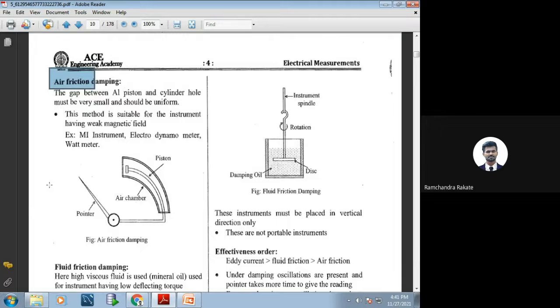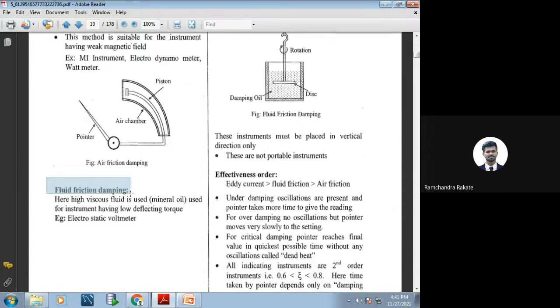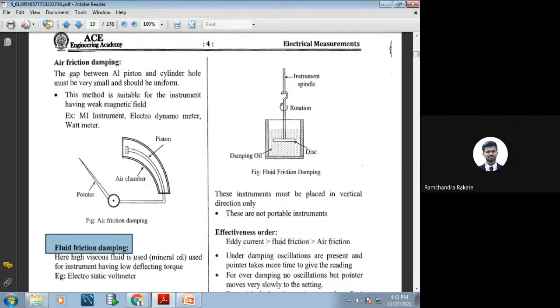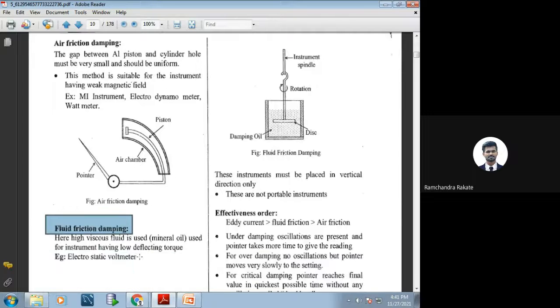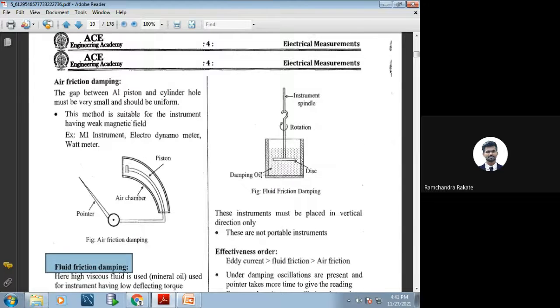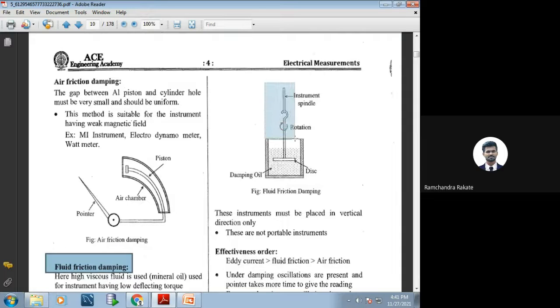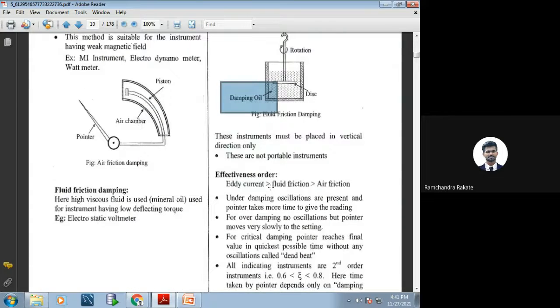Next one we have is fluid friction damping. So what is fluid friction damping? Here, instead of air friction or eddy current, we have used fluid, a viscous fluid. Let me show you. Suppose this is the instrument spindle, this is my rotating part, and this is my disc. I'm using damping oil, which is a high viscous fluid. We can say it's a mineral oil, which is used for instruments having low deflecting torque.